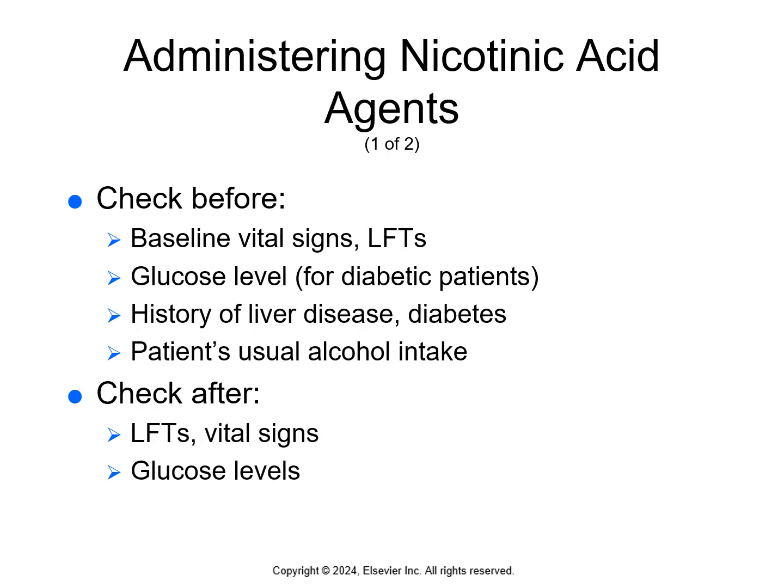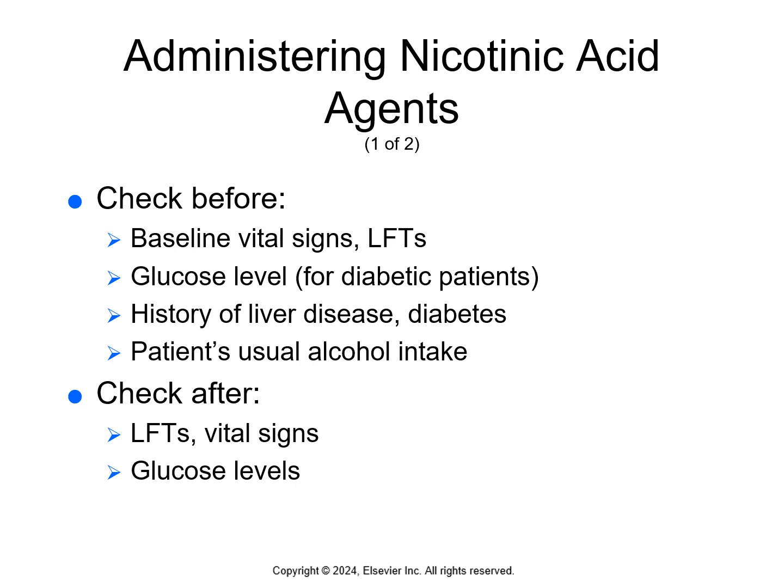So before I give it, I want to know their baseline vital signs and liver function tests. I want to know their glucose levels for diabetic patients, if they have a history of liver disease or diabetes, and their usual alcohol intake. I want to continue to monitor their liver function tests and vital signs and glucose levels. Nicotinic acid can increase blood glucose levels in diabetic patients, so doses of the drugs used to control the blood glucose might need to be adjusted as well.